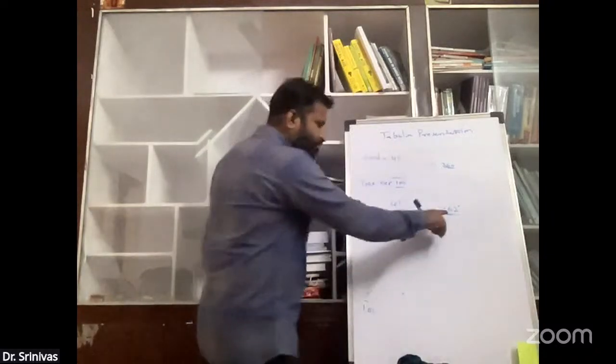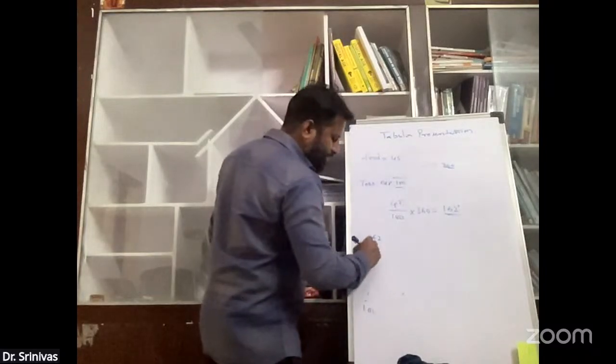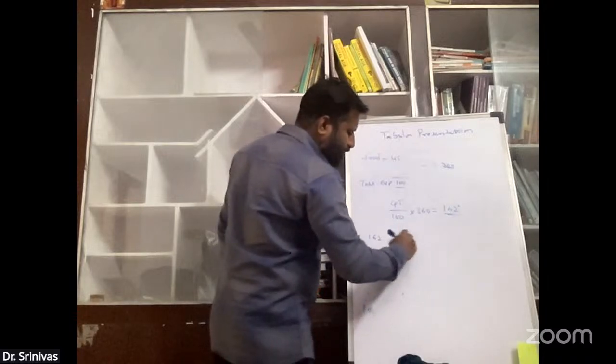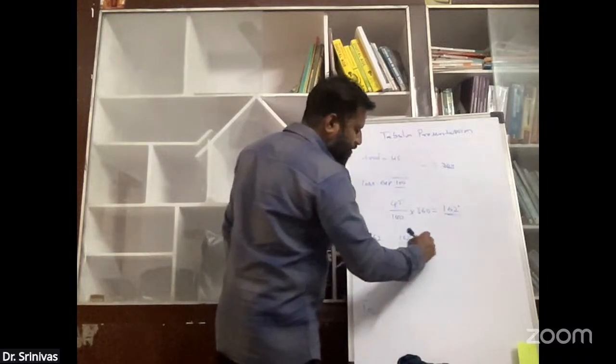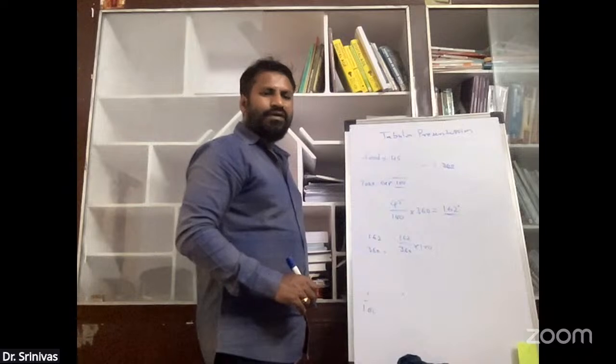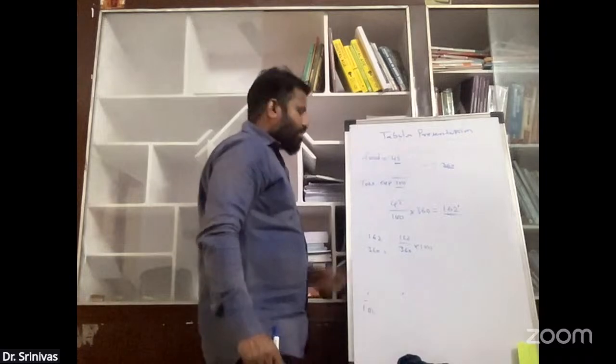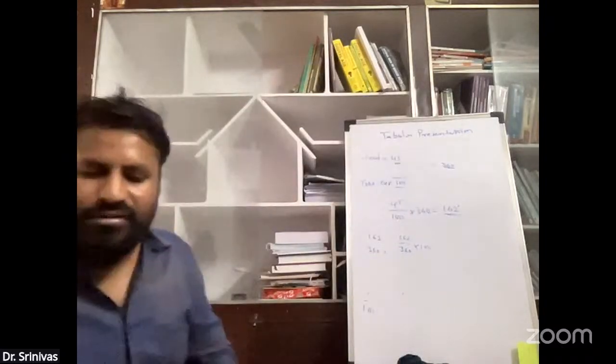If they give 162 instead of this, and the total is 360, then 162 divided by 360 into 100. Do it. Did you get 45, the same or not? Simple. Here, if they give 360 degrees in the pie diagram, you can convert it into percentage. If they give 100 percent, the total percentage, you can convert it into 360 degrees. So whatever they give, we can do it.